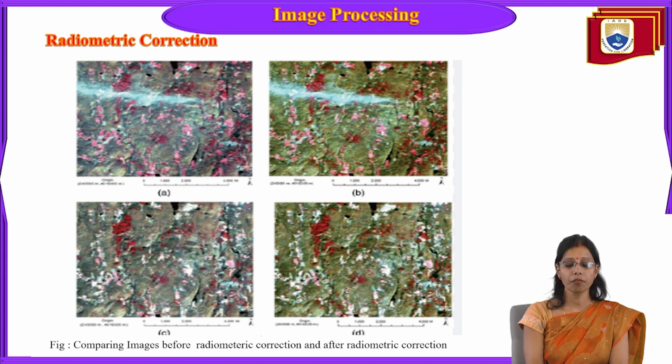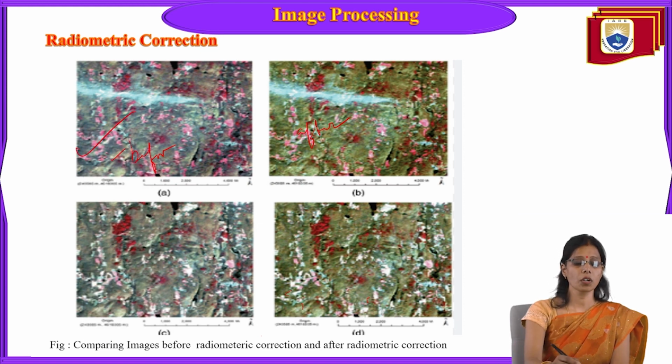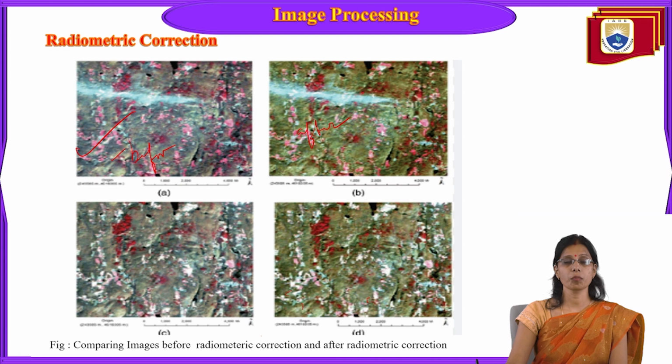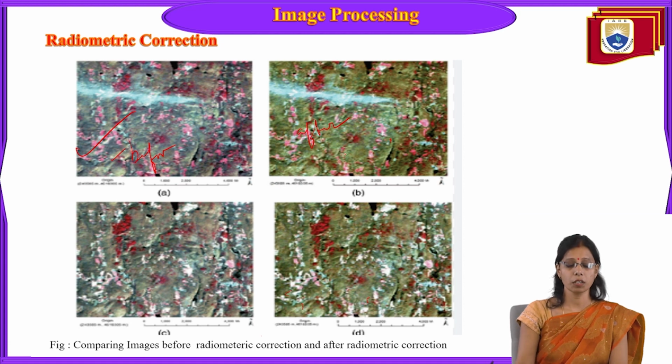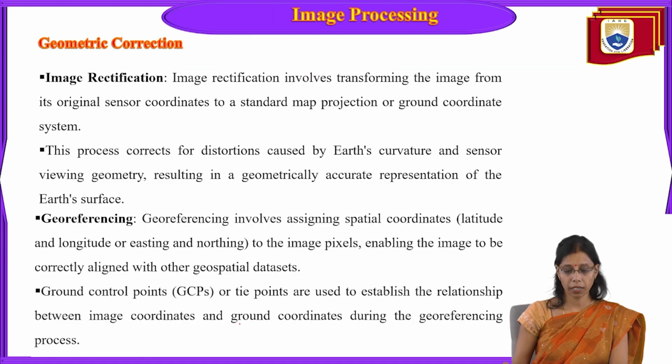So these are two different pictures taken from the same area. This was the before image, and this was the after image after the radiometric correction. We can see that the clarity is not present in this image, but when it comes to this portion, the clarity remains the same. Okay, so this is about the radiometric correction.